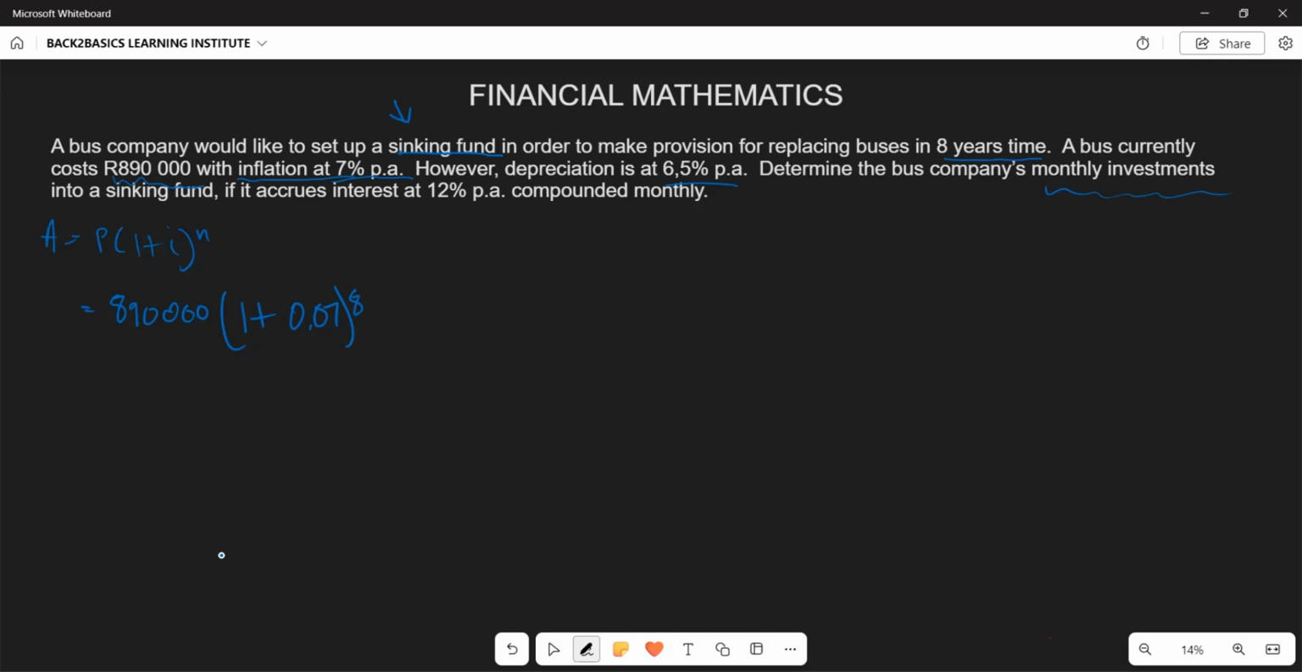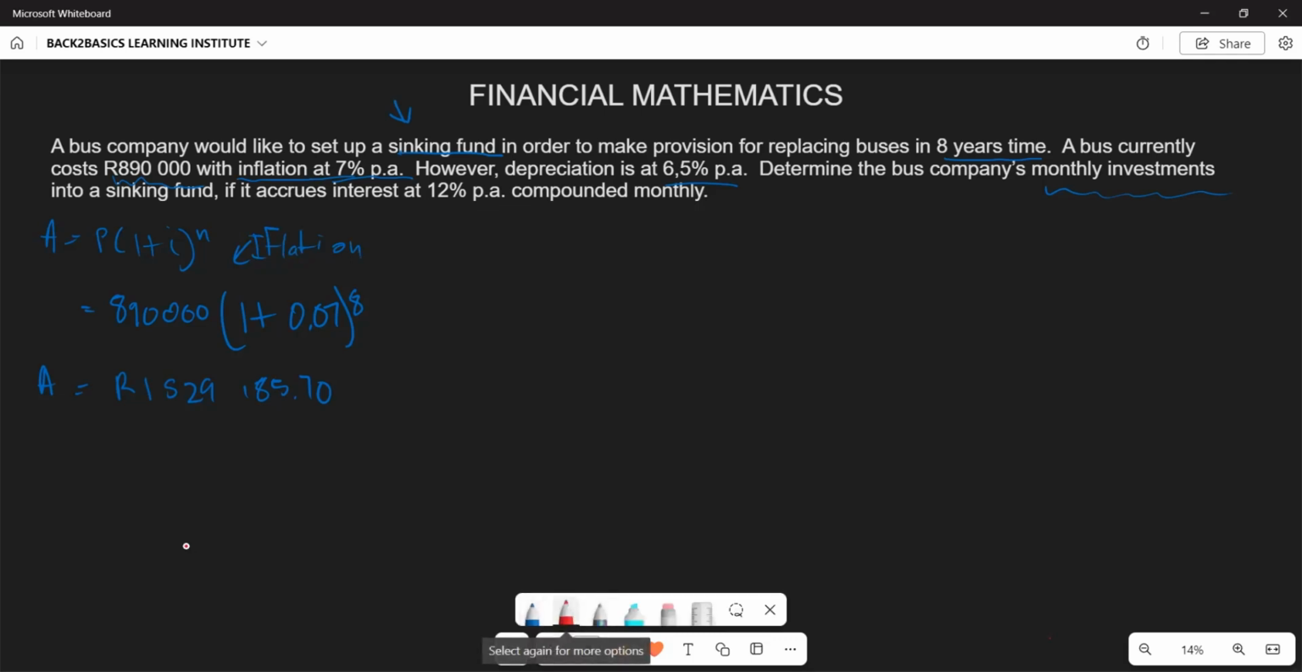And now after that, what are we going to do? The value of the bus after 8 years is going to cost 1,529,110.85 rand. So this is now the value of the bus. What we've just calculated here is the inflation, so we have calculated what the inflation will do. Now after that, what can we do?